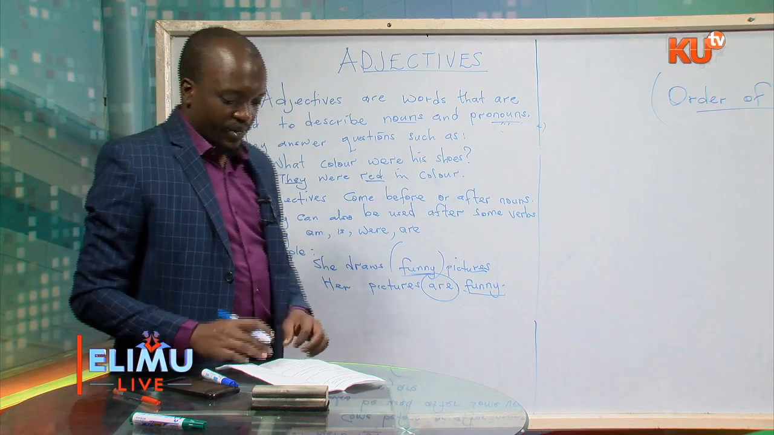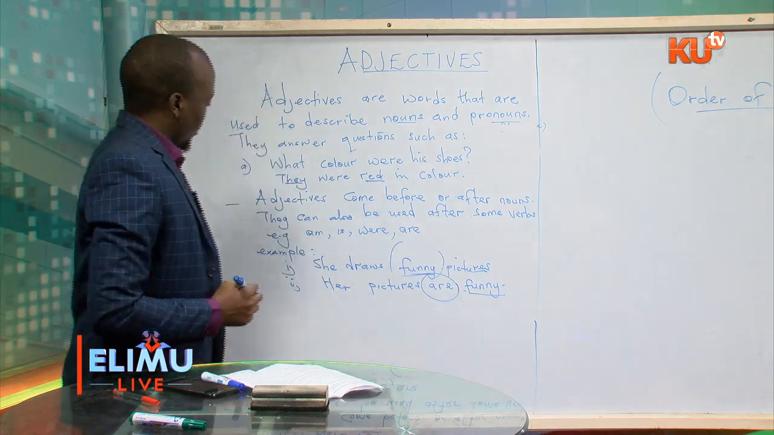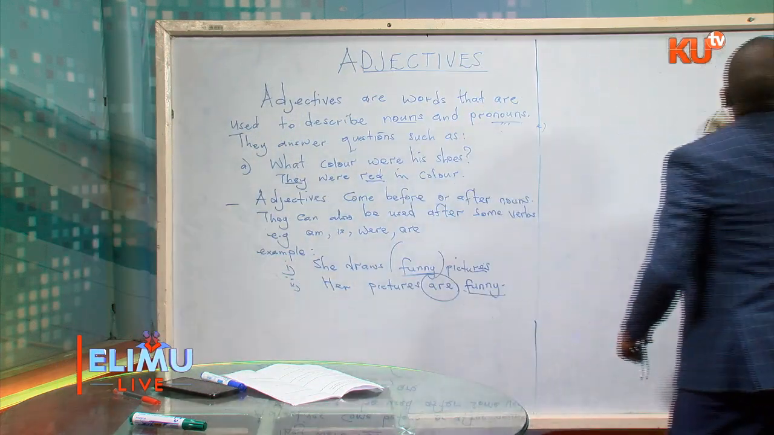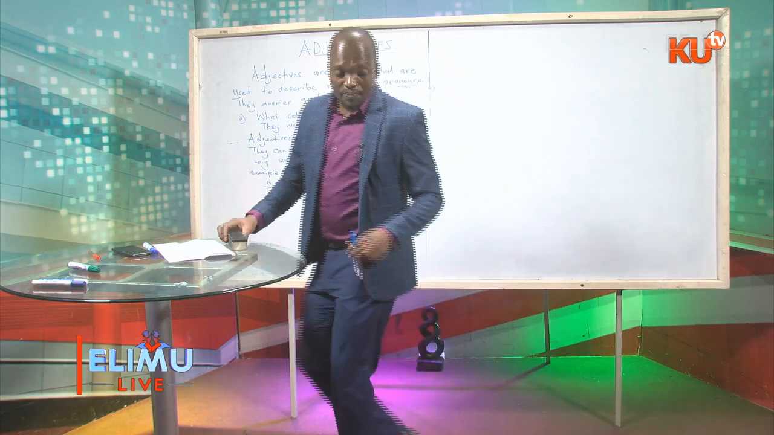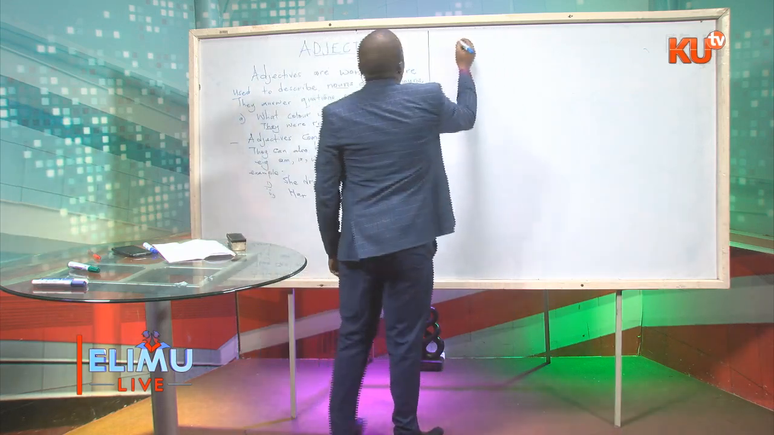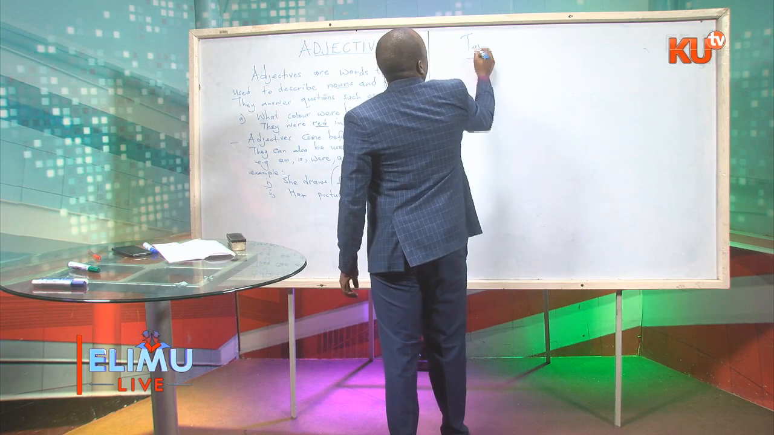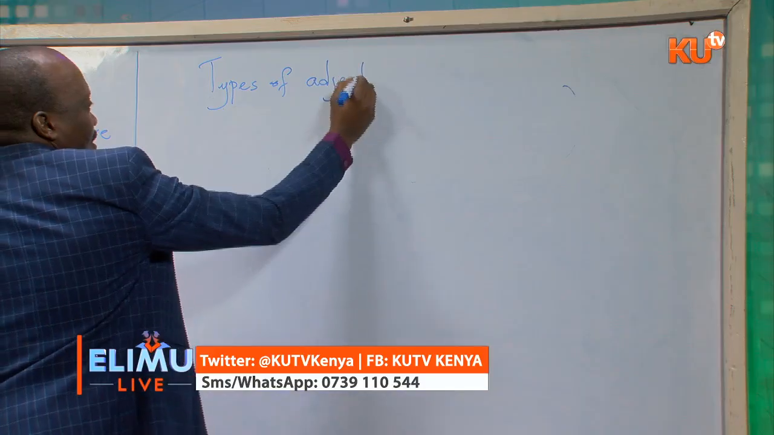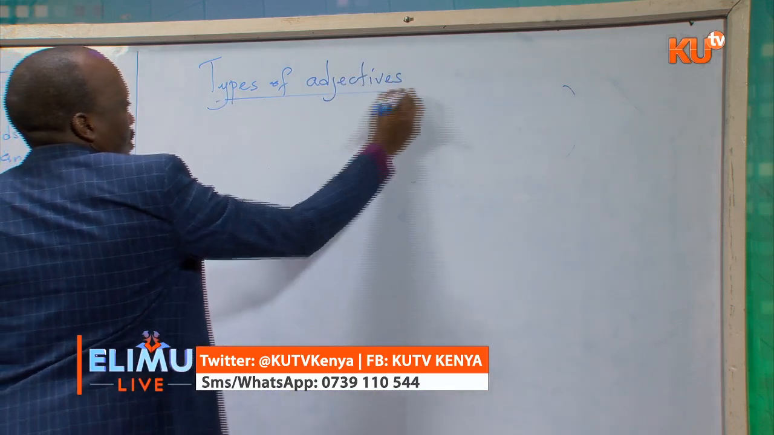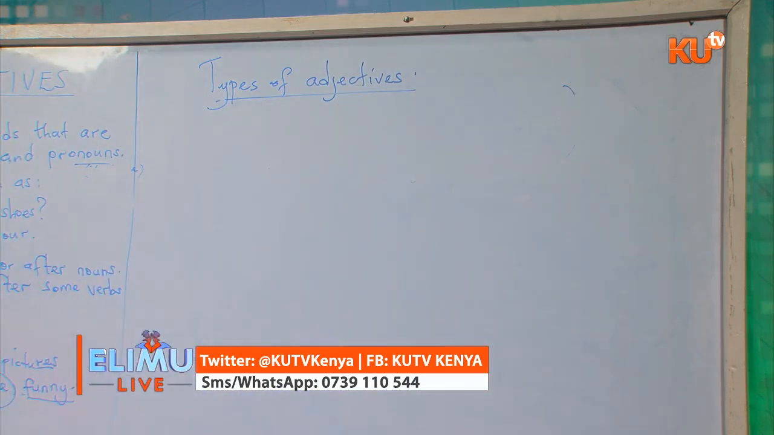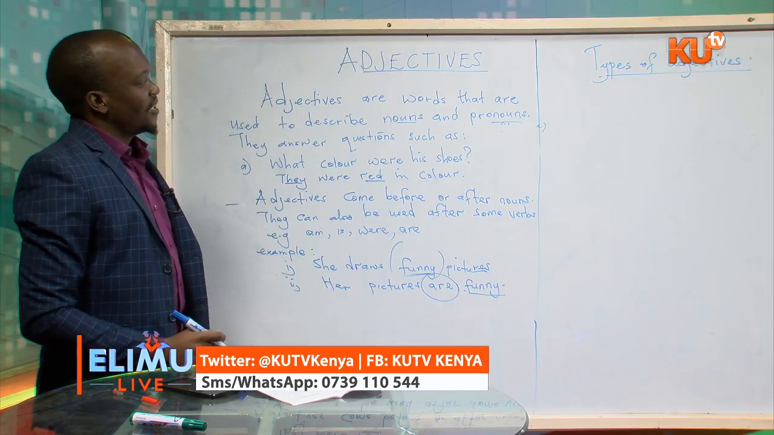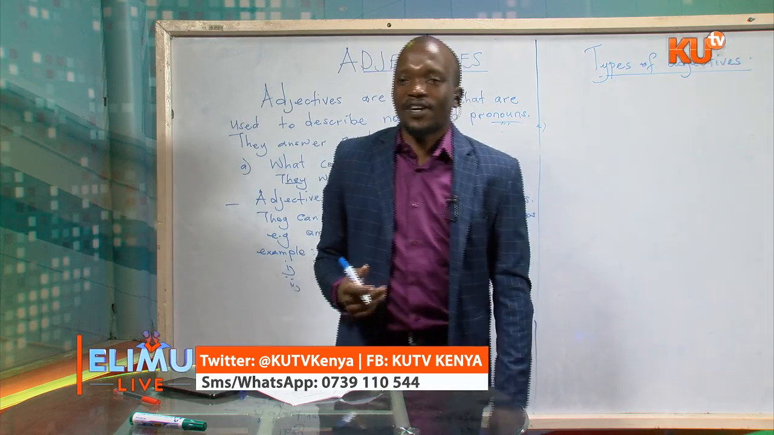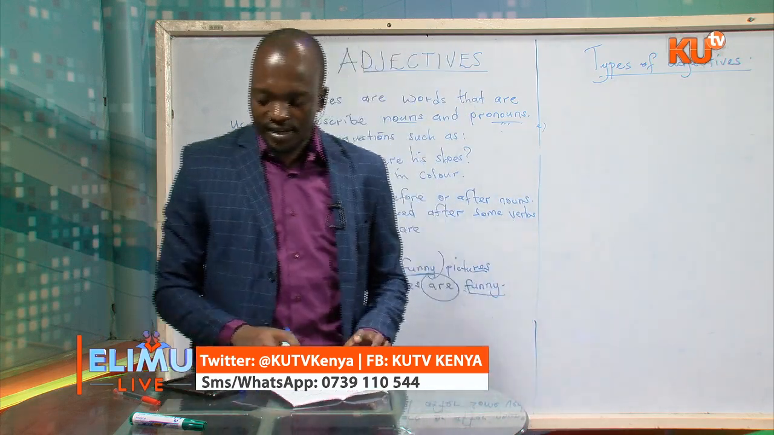Now I'll move to the next bit, and our next bit will be types of adjectives. I want you to be very, very keen, because what children think are types of adjectives are not actually the types of adjectives.